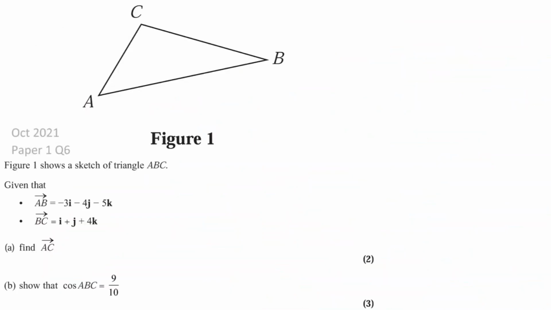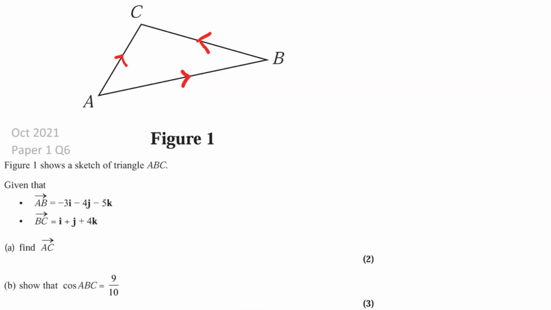Okay, so here's another past exam question. So we're told about this triangle up here, ABC, and we're told that the vector AB is equal to minus 3i minus 4j minus 5k. So this is the vector going from A to B, so it's going in this direction here. And then we also have the vector BC, which is equal to i plus j plus 4k, so this is going from B to C, so it's going in this direction here. And for part a, we need to find the vector AC, so this is going from A to C, so it's going to be going in this direction here.